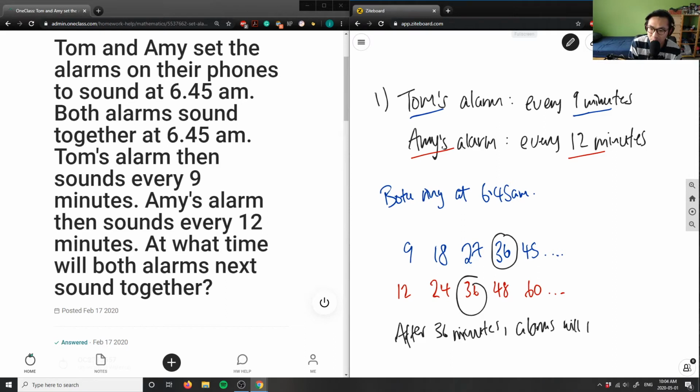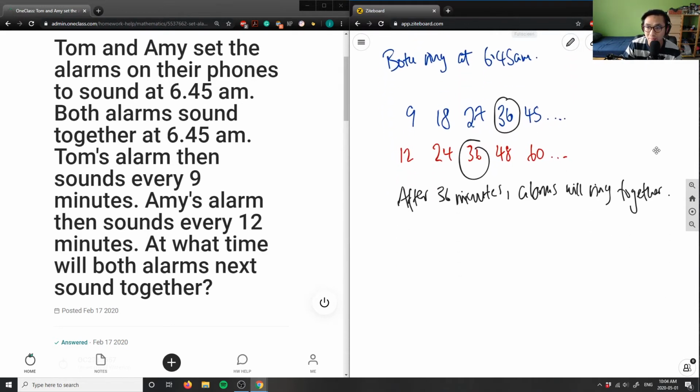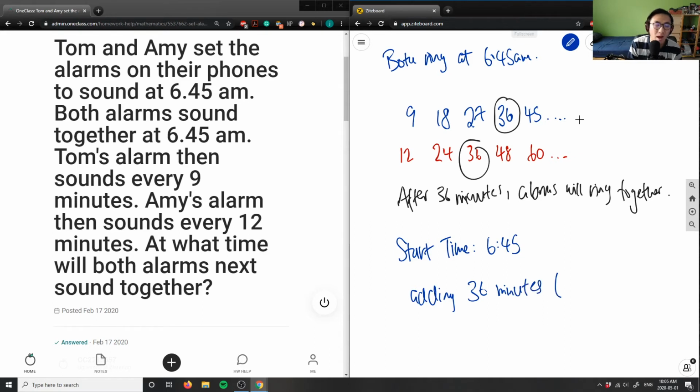So we know it's after 36 minutes here, but what does that mean in time? So remember, the starting time here was 6:45. I'm going to have to add 36 minutes to it. I'll just say start time here is 6:45, and I'm adding 36 minutes here. So how I would visualize this is I would add basically half an hour plus 6 minutes here.